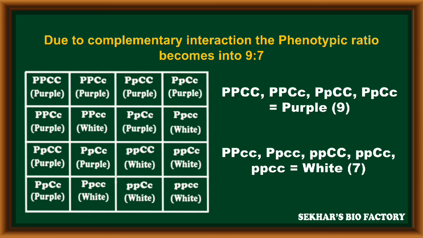Anthocyanin pigments are not synthesized, so that the petal color becomes white and it leads to expression of recessive trait. It is the interaction of complementary genes. The phenotypic ratio of complementary gene interaction is equal to 9:7. Out of 16 individuals, 9 individuals can express dominant trait, 7 individuals will express recessive trait.